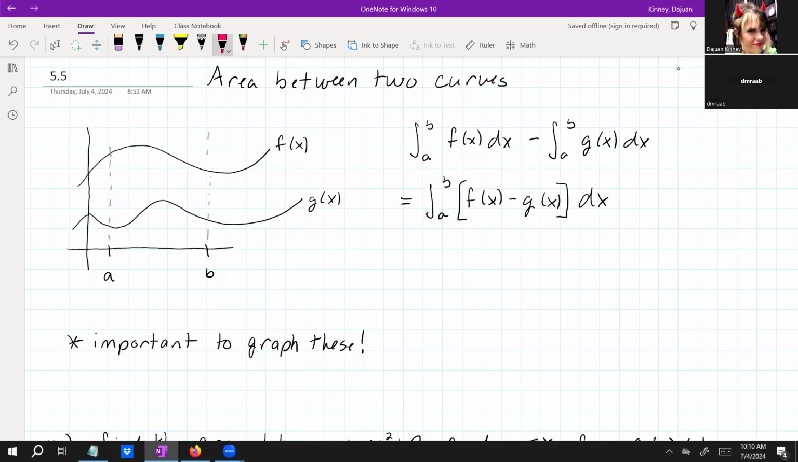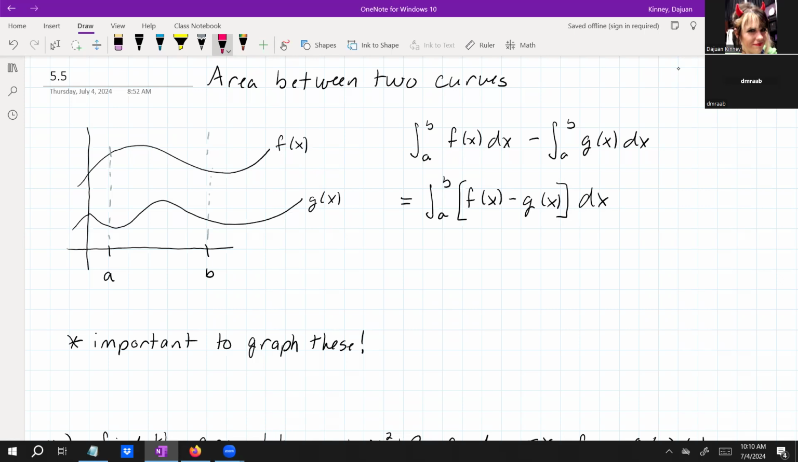All right, last section of chapter 5, area between two curves. This is kind of an expansion on 5.4. We're still doing the same idea, but it's a little more complicated because we have two different things we're looking at, and we're looking at the area between them.